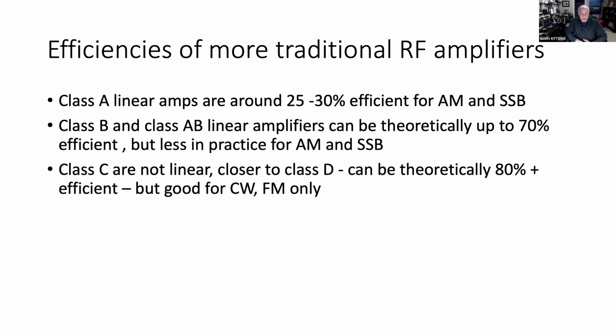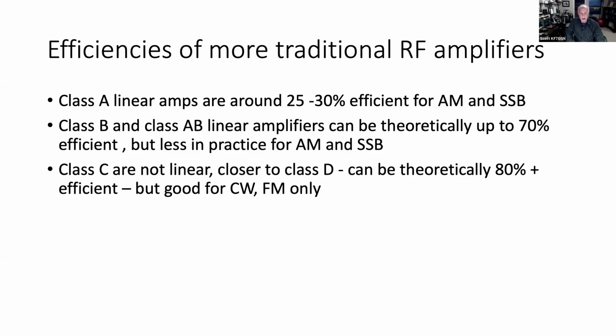Now, Class C, if people recall what Class C is, it's where the device, meaning the vacuum tube or the transistor, will conduct only maybe a small portion of the sine wave. So what happens is the Class C amplifier will actually pulse, and so they're not linear, but the pulsed waveform can be transformed to a regular smooth sine waveform by filtering, but because of that, it's very difficult to get them to be modulated with, say, voice.